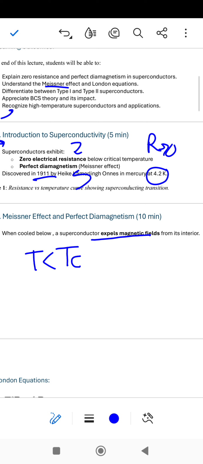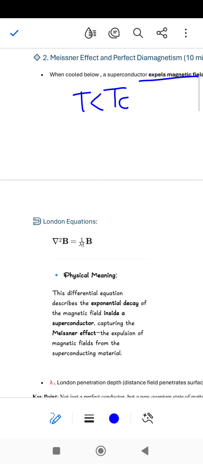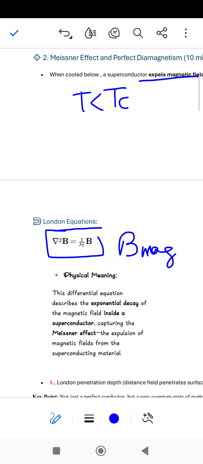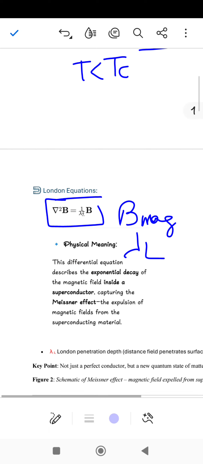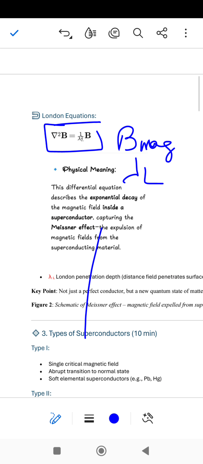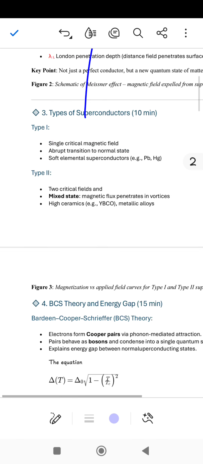London equations. To describe this, the London brothers proposed ∇²B = (1/λ_L²)B, where B is the magnetic field inside the superconductor, and λ_L is the London penetration depth, a measure of how far magnetic fields penetrate the superconductor. This is not just classical behavior, it signifies a new quantum state of matter, coherent, collective, and highly stable. Figure 2. Diagram of the Meissner effect showing field lines being expelled.